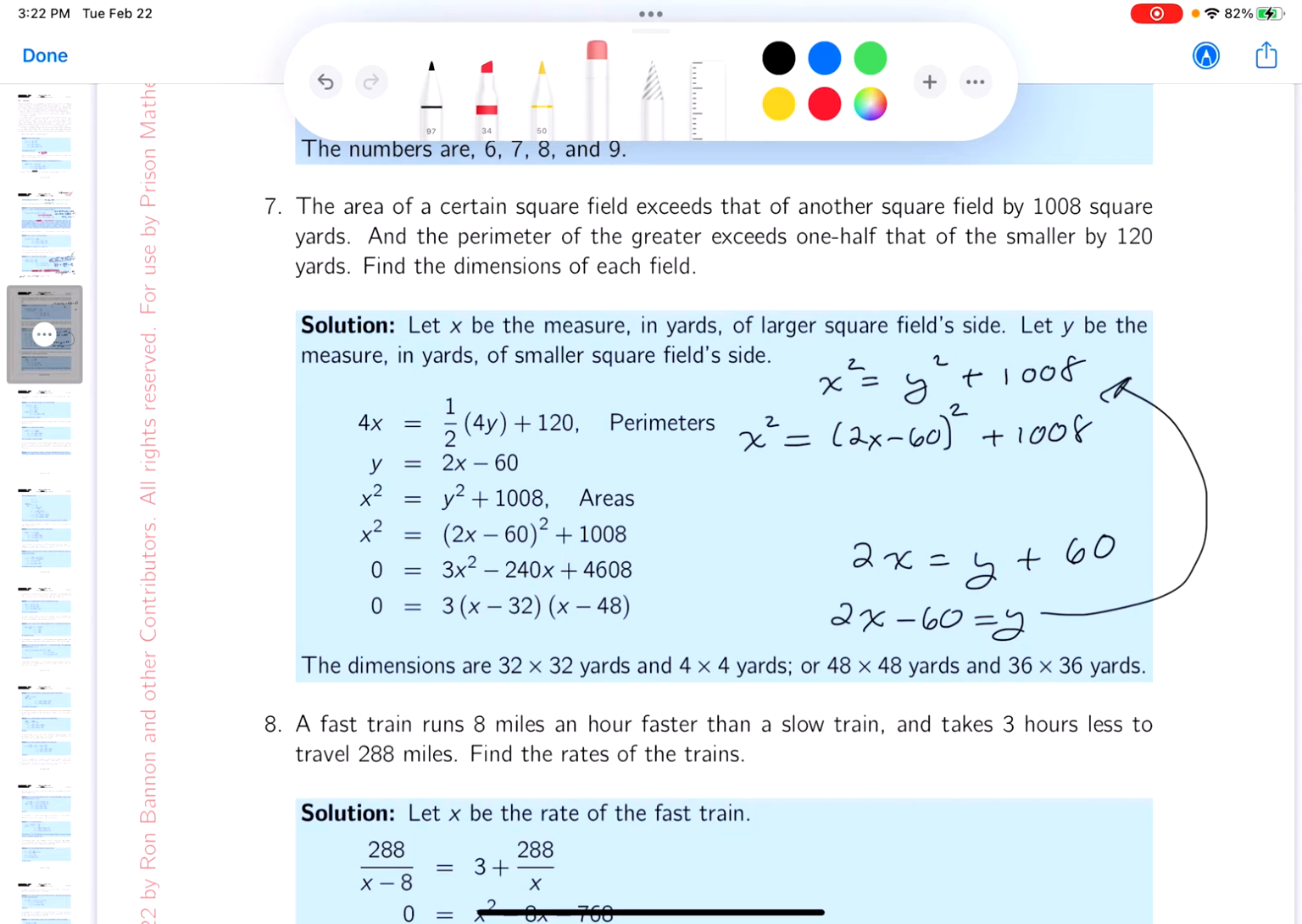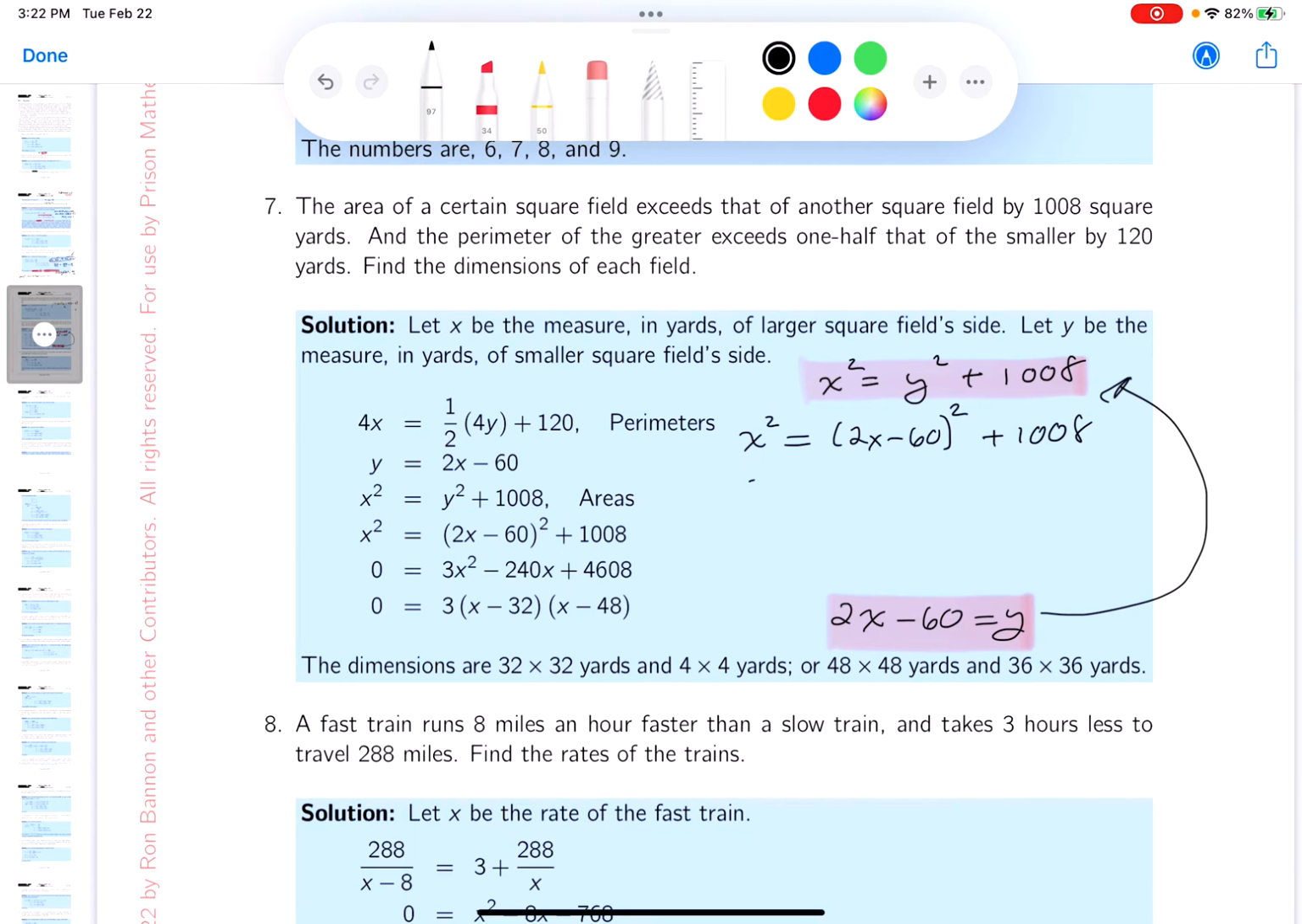I want to keep going. I'm going to start to erase things I don't need anymore. I do want to point out this relationship's important and this relationship's important, because that's what's been given to me. Now I've got to figure out x and y. And remember, x is the bigger square's side and y is the smaller square's side. Okay, it's trouble, but I'll go through the trouble for you.